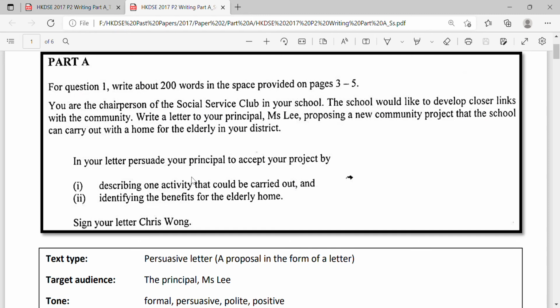Here are two tips. You need to describe one activity that could be carried out. You can describe more than one, but basically you must mention at least one. Then you identify the benefits for the elderly home. Two things. Okay, benefits here tells you need to tell me at least two because it's benefits, not just one.